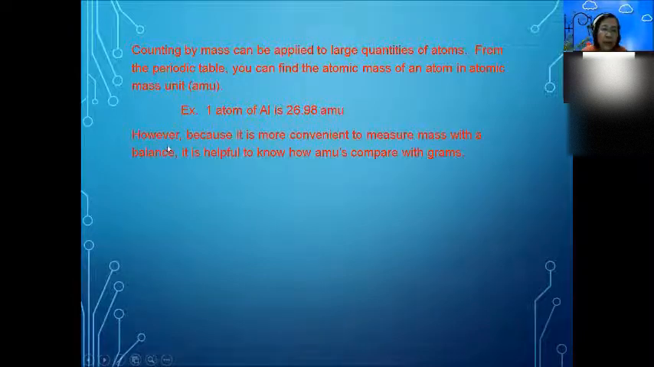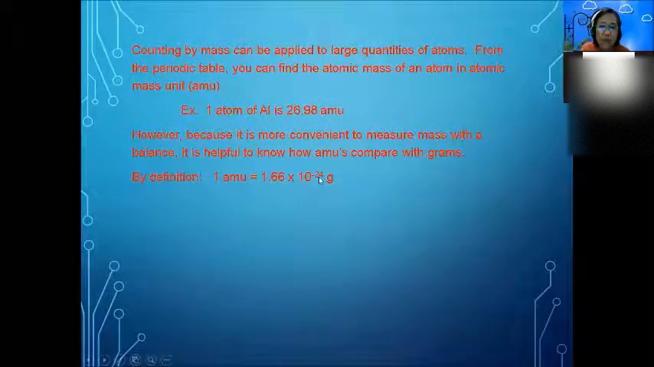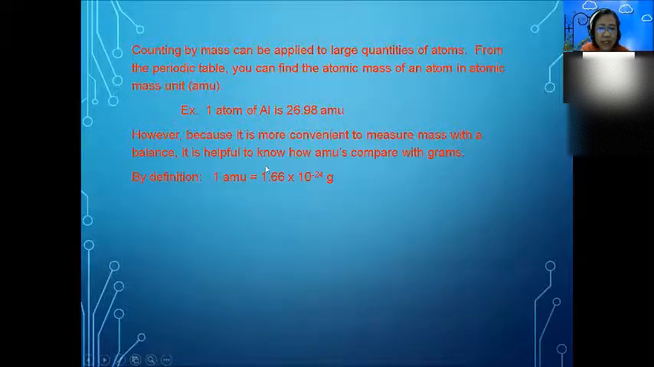However, because it is more convenient to measure mass on a balance, we don't have a measuring device to measure atomic mass units, and you cannot really count the number of atoms present, right? So it's always best to measure using a weighing balance or weighing scale. So let us find out how the atomic mass units compare with the mass in grams. Let's continue. By definition, we said, one atomic mass unit equals 1.66 times 10 to the negative 24 grams. Where does this come from? From the actual mass of the subatomic particles.